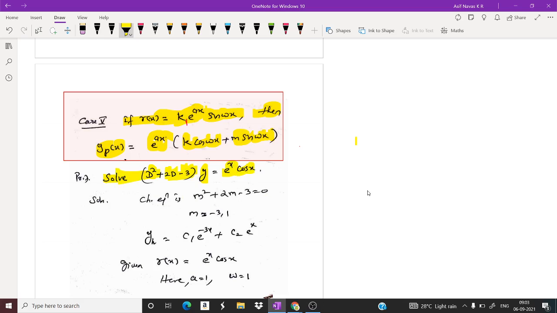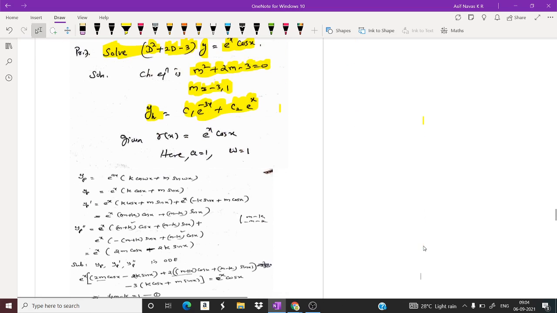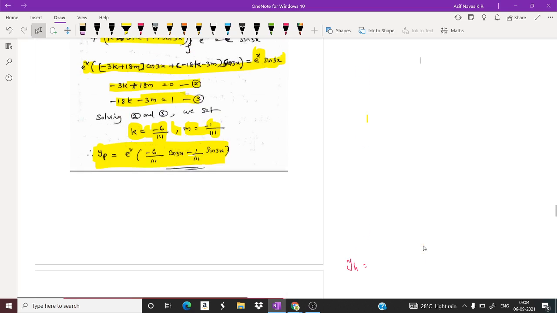Here it is solve, so we have to find out yh and yp. First we will find the characteristic equation. Instead of d, we will put m. m square plus 2m minus 3 is equal to 0. So m equal to minus 3, 1. Therefore, yh is equal to c1 e raised to minus 3x plus c2 e raised to x. So here r of x is equal to e raised to x cos x.